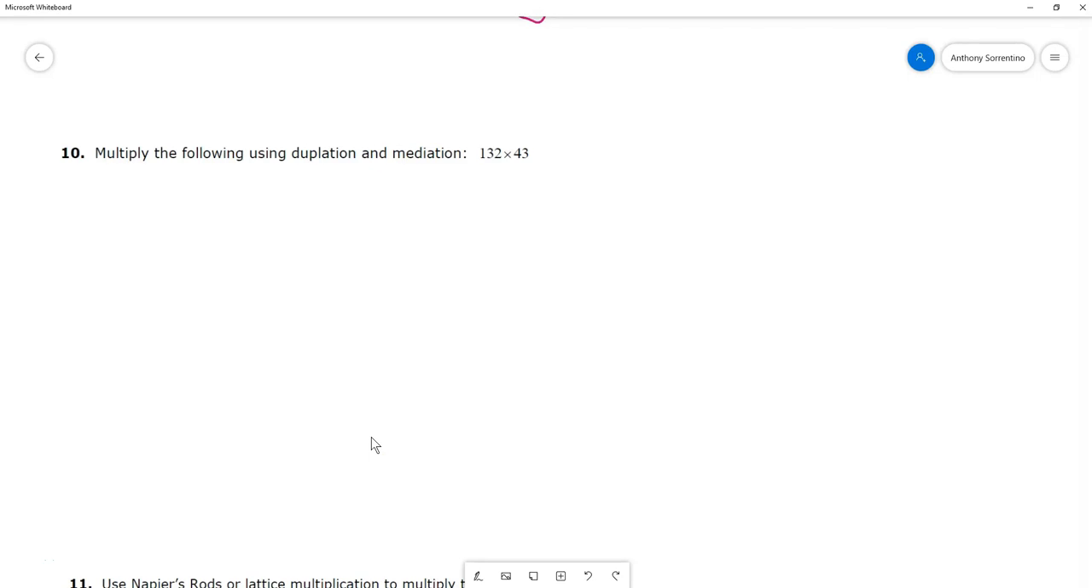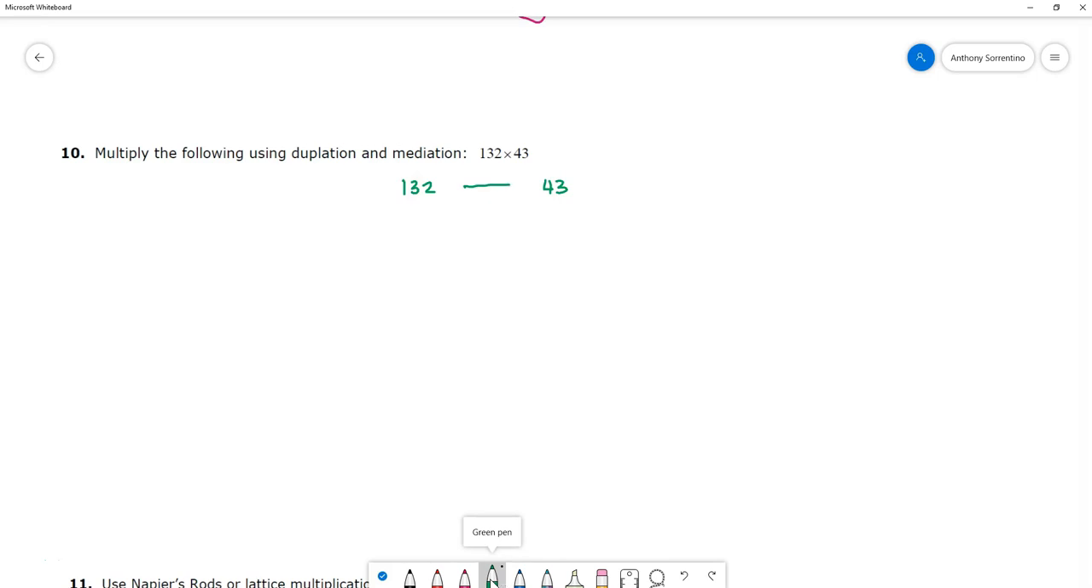For part two of this, we'll start with number 10 here, and you're asked to solve this using duplation and mediation, which are the multiplication technique that we learned about. And so the way this is typically done is that you're just going to write the two numbers. You can put a line between them if you wish or not.